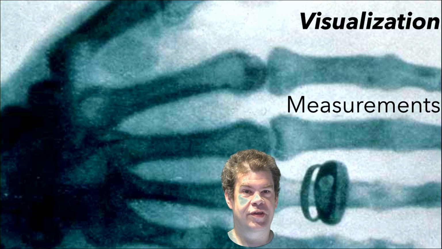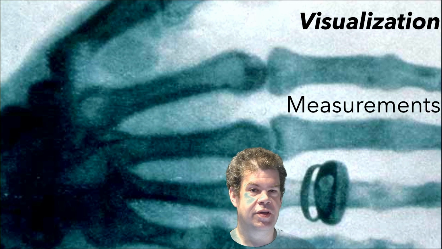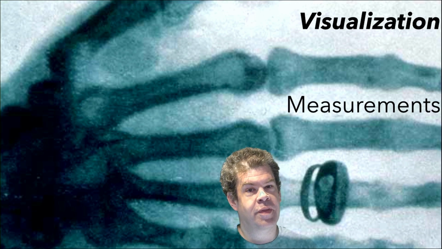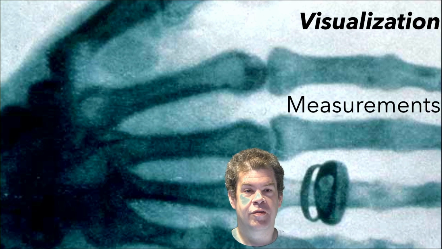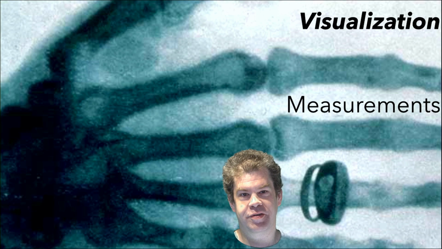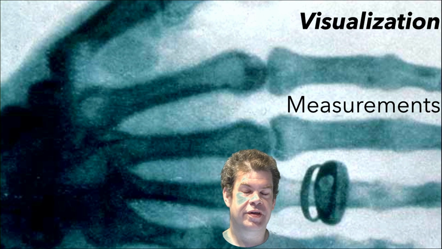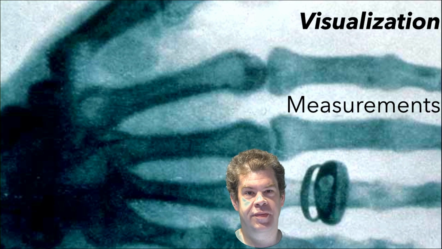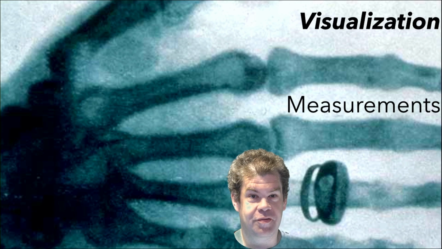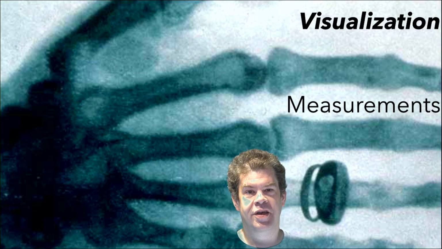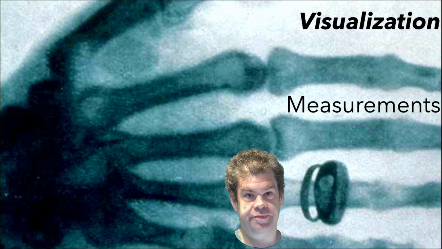Behind me, you see a human hand. It's the hand of a person called von Kölliker, and he happened to be a colleague and friend of another person called Röntgen, Johann Wolfgang Röntgen. And today, I want to tell you a little bit how this second ever performed X-ray image came into existence and what that has to do with visualization.